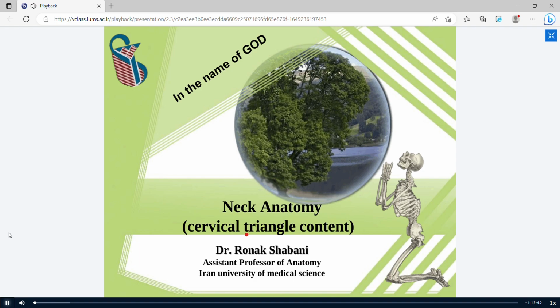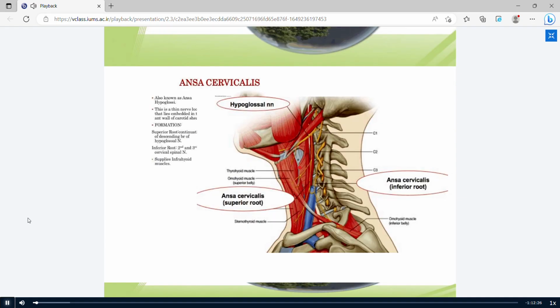Decision about cervical triangle contents. The previous session I explained about the cervical triangle, anterior and posterior angle, and today I will explain about the cervical triangle contents.